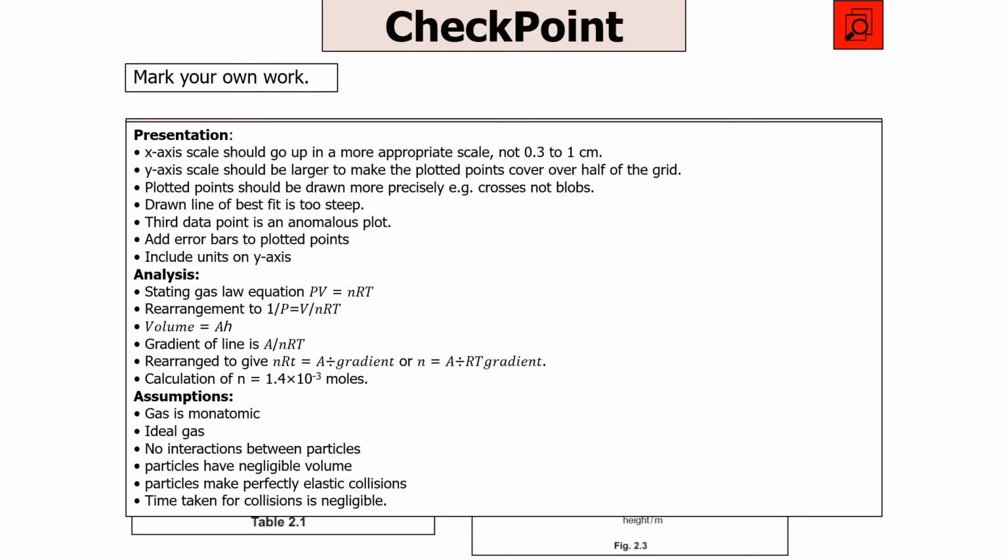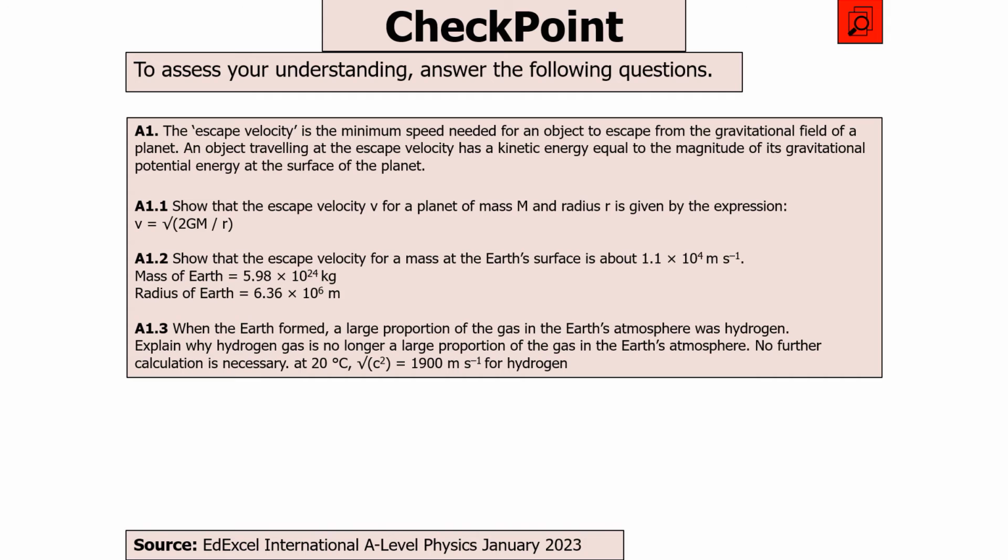The next question says, the escape velocity is the minimum speed needed for an object to escape the gravitational field of a planet. An object travelling at the escape velocity has a kinetic energy equal to the magnitude of its gravitational potential energy at the surface of the planet. Show that the escape velocity v for a planet of mass M and radius r is given by the expression v equals the square root of 2GM over r.